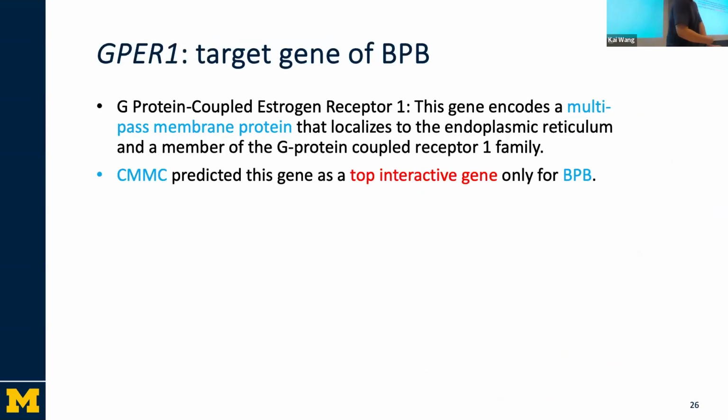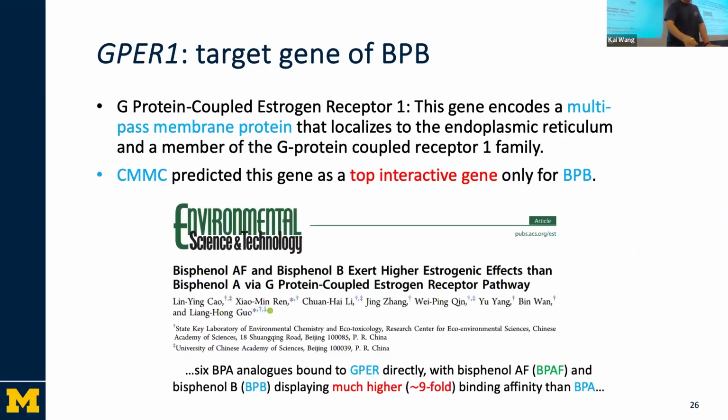And then there's another result, for the GPR1 gene. In our prediction result, we only found this gene as a top target gene of the chemical BPB. Then we found this paper, in which the authors found that BPB actually has a 9-fold higher binding affinity than BPA to this gene. In our result, we also found this gene as a top target gene of BPB, so the result from this paper supports our results.